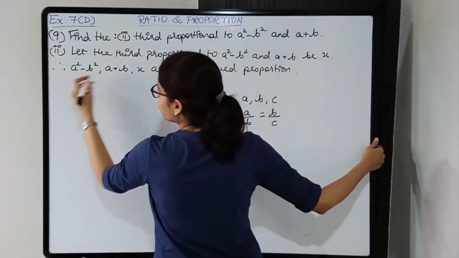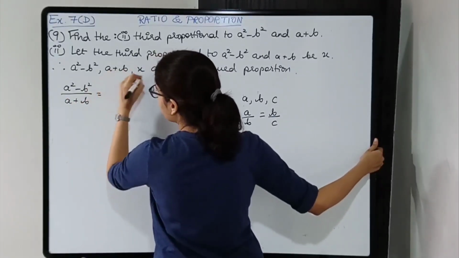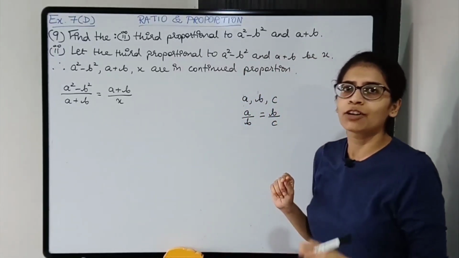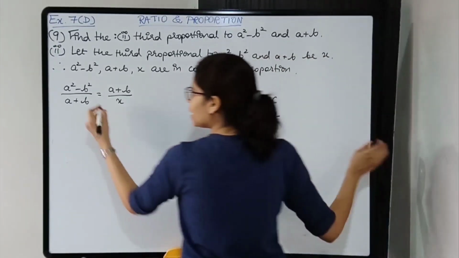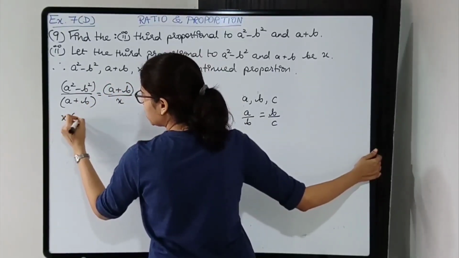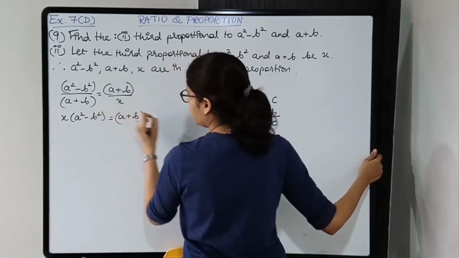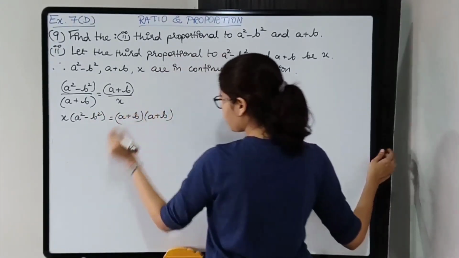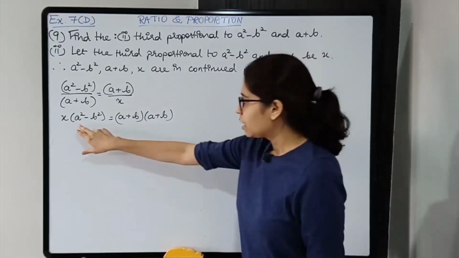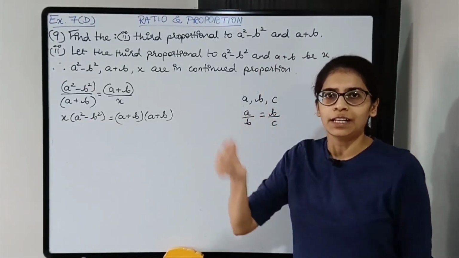So I can say first upon second is equal to second upon third. Now we'll cross multiply. We need to find out the value of x. So उसके पहले put brackets, ठीक है. So x into a square minus b square is equal to a plus b into a plus b. Keep this as it is. Don't solve. I'll tell you why. यहाँ पे a square minus b square है. You'll shift this over here because you need to find the value of x.